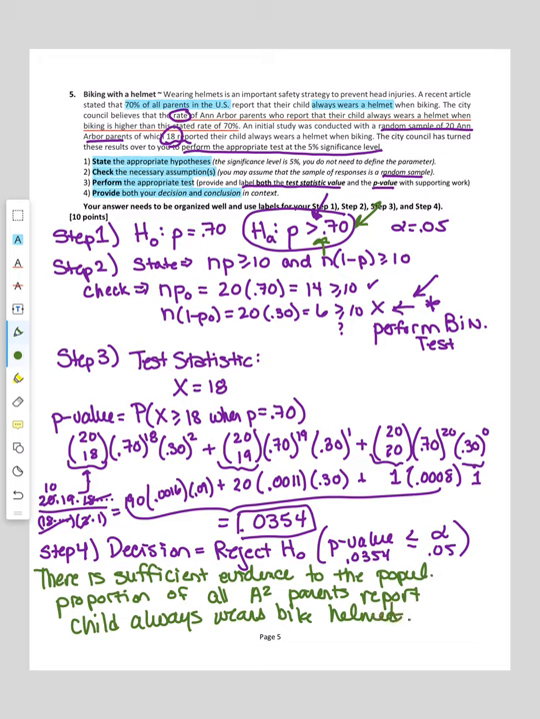The key here is, of course, that it's about Ann Arbor parents, and we need to have population rate or population proportion or the word all to indicate population. So I hope that helps step through question number 5.